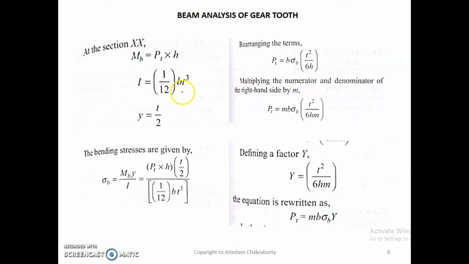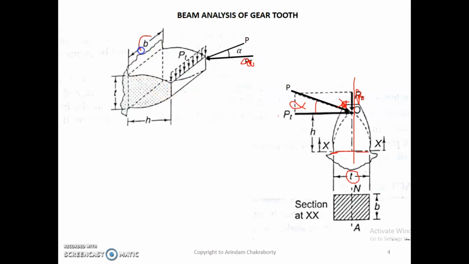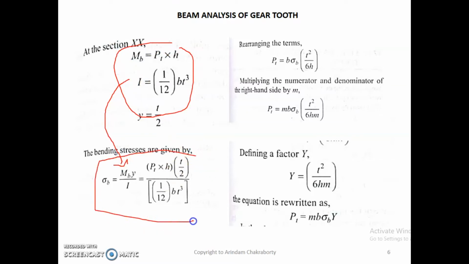What is B? Now let us go back. B is nothing but the breadth and T is the height, or you may say B is the length and T is the width. Now, putting all this formula over here in the bending stress, we could find out this calculation. So a scientist named Lewis came up with an idea.